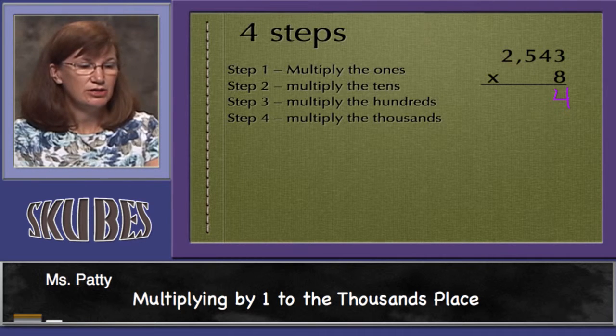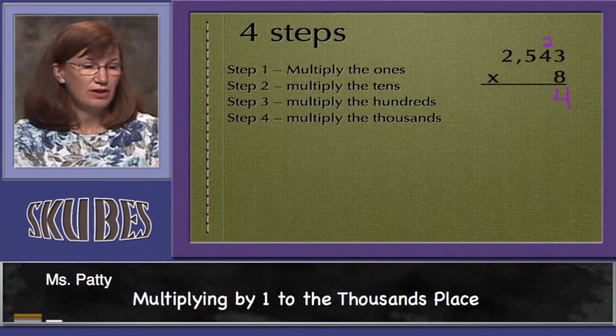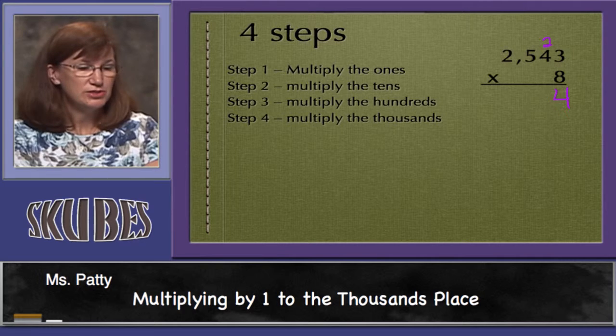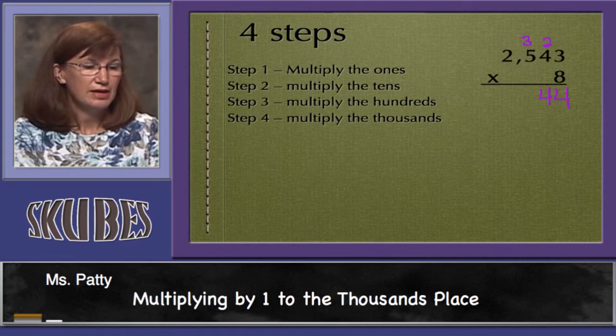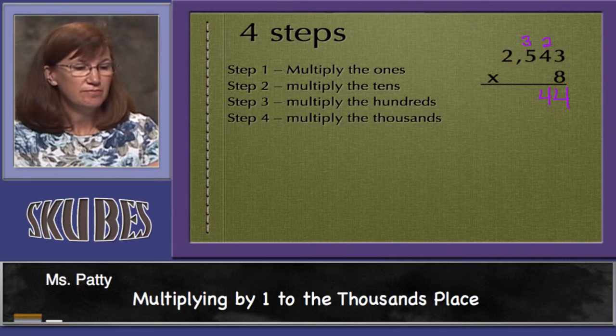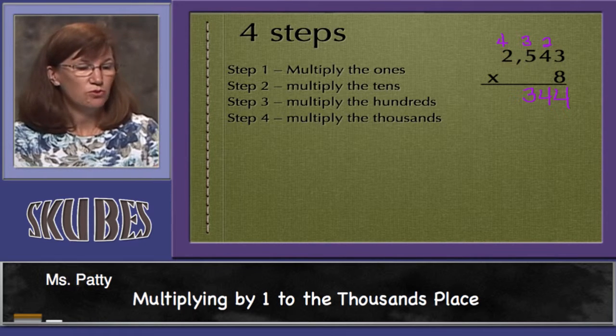And I need to carry a 2 to the tens house. I'm going to add that after we multiply. 8 times 4 is 32, plus the 2 that we carried is 34. I'm going to carry my 30 to the hundreds house. 8 times 5 is 40, plus 3 is 43. Put down my 3 and carry my 4. 8 times 2 is 16, plus 4 is 20.